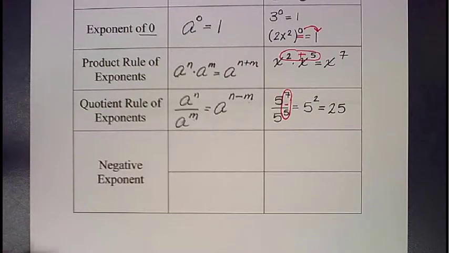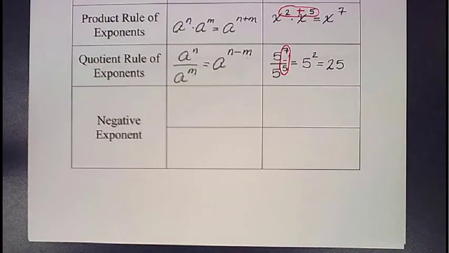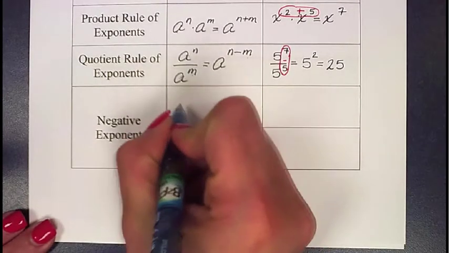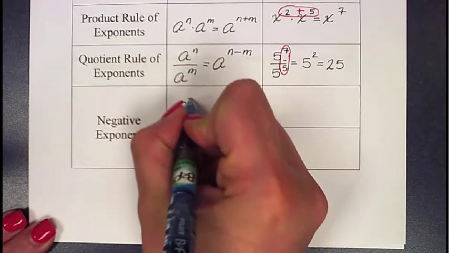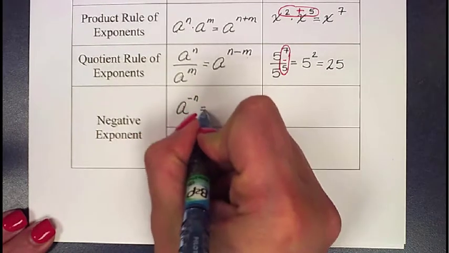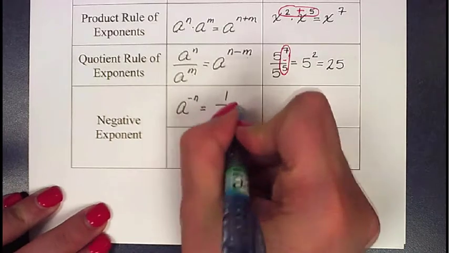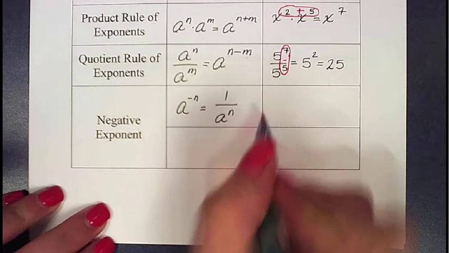So our next rule is our negative exponent rule, and we actually have two versions of this. That's why I've split this into two places here. Our first rule says that if I have a to the negative n, this is the same thing as 1 over a to the n.